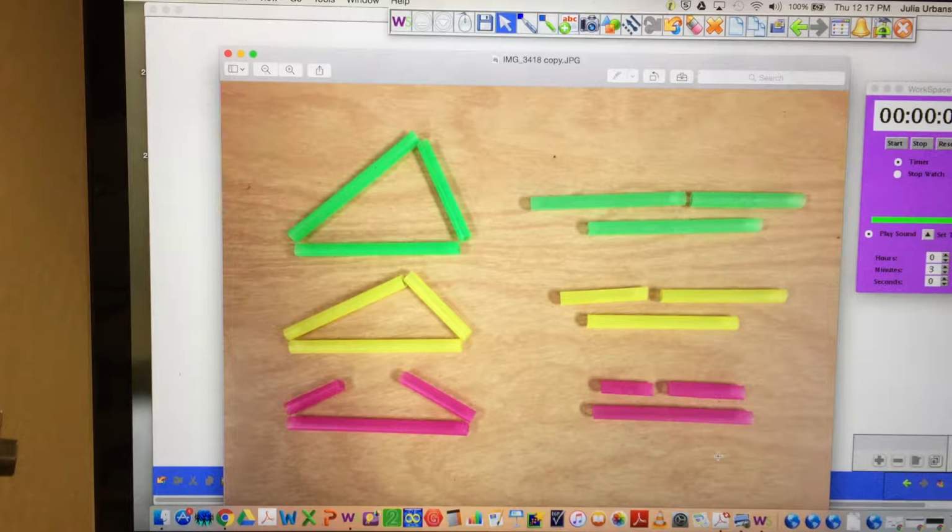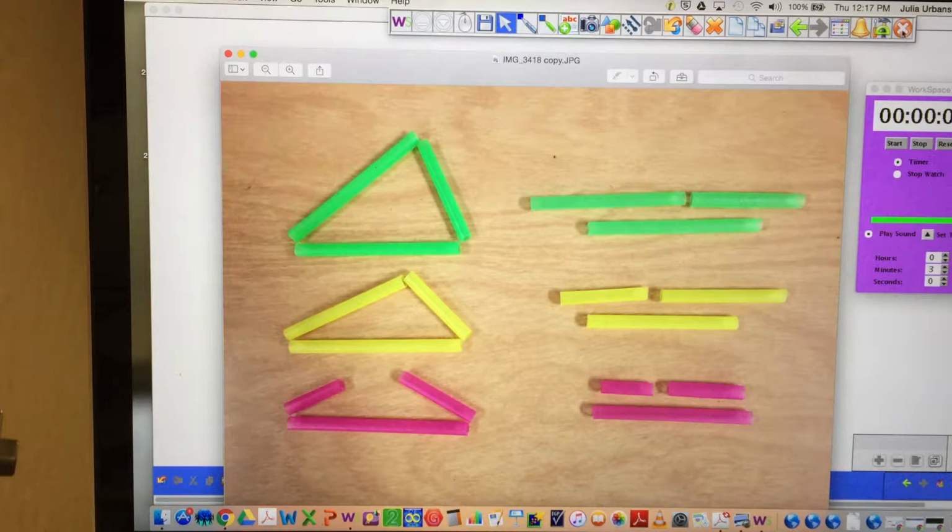Because the sides were shorter. Too short. Yeah, these are too short. When you try to connect it, there's a gap right there. But since these two were longer than this one, it could work. And these two were longer than this one, it could work.